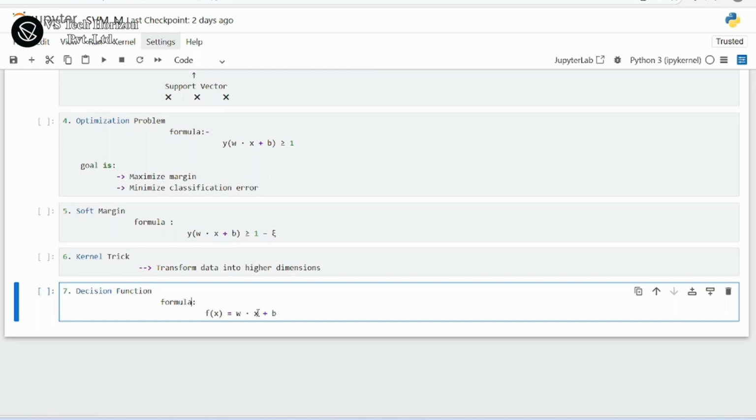So the SVM finds the optimal hyperplane with maximum margin using support vectors and mathematical optimization to classify data effectively.